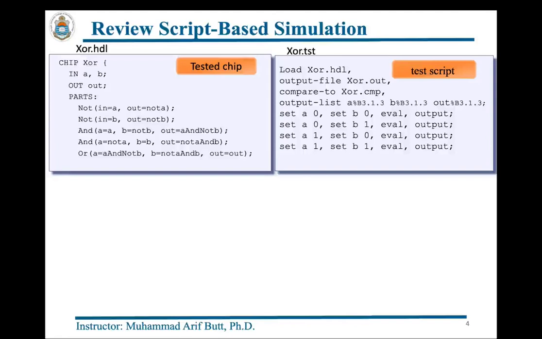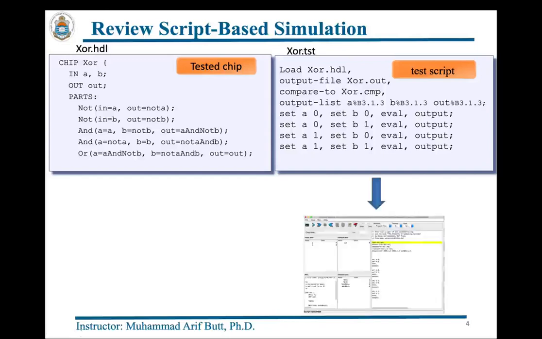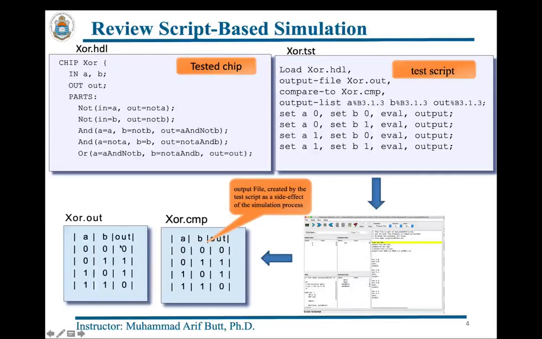Well, this slide is a review of the script-based simulation of the XOR chip. The XOR.tst is the script file which is loaded in the hardware simulator. When the script executes, the simulator generates the output file XOR.out, and also compares this XOR.out with the XOR.cmp file. And finally, if both the files match, the simulator displays the message comparison ended successfully. If any one of you has not practically done it, I strongly recommend to do it first before proceeding any further in this course.